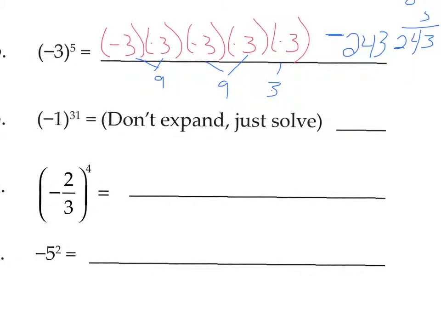-1 to the 31 power. We had an example like this in the lesson. That means there's going to be -1's, 31 of them multiplied together. It says don't expand, just solve. So we don't have to write all these out. We just have to figure out what does this actually come out to be. -1 times -1 times -1 with 31 -1's multiplied together. Is that going to come out to be a negative or a positive? That's the first question. Well, there are going to be 31 negative signs. When there's an odd number of negative signs, your product comes out negative. And then 31 1's multiplied together, 1 times 1 times 1 times 1 times 1, still going to be 1. So this comes out to be -1.